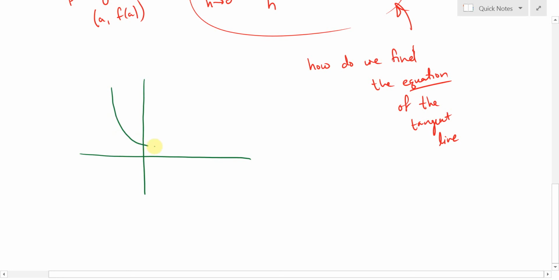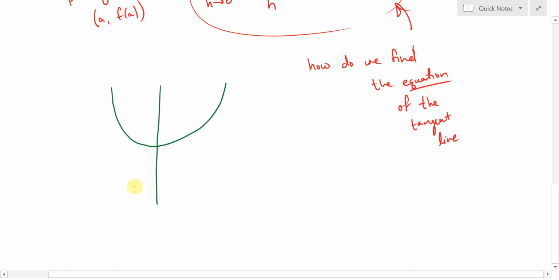Let's consider the function x squared plus 2. So that's what the graph would look like. It's a parabola, but it's been shifted up by 2. And let's pick the point x equal to 1. And then what would that point be? Well, if you plug 1 into this, you'd get 1 squared plus 2. That would be a 3. So that's the point 1, 3.